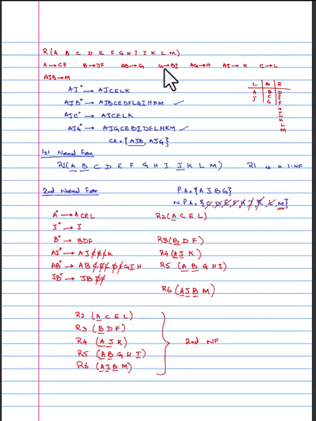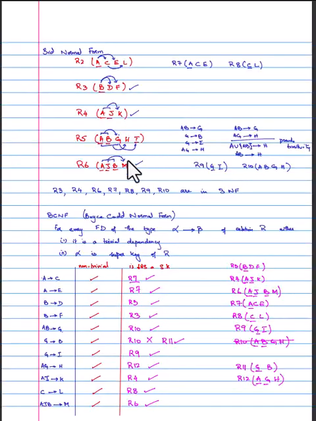How? G identify B as well as I. That is actually the union. G identify both B and I. So this means AB identify G and G identify I. So this means there is a transitive dependency. So the second relation will be GI.